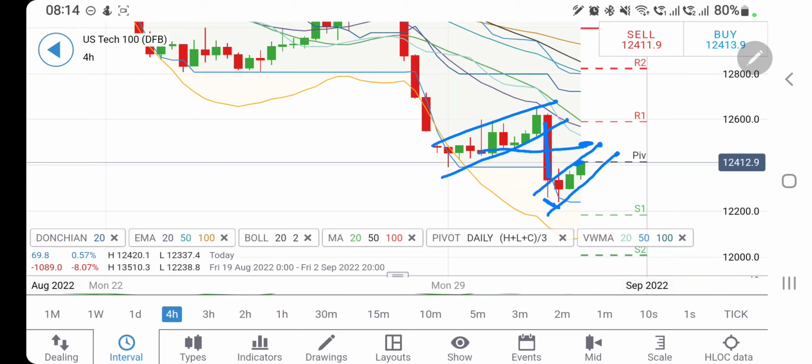Only above 12,600 will I consider it as a reversal, else it is just a retracement.